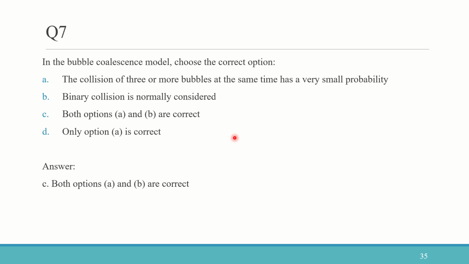So in the bubble coalescence model, the correct option is that collision of three or more bubbles at the same time has a very small probability, and binary collision is normally considered. Binary meaning two. So two bubbles colliding at the same instant is considered, but three or more bubbles colliding at the same time has a very small probability, so that is not normally considered. So we are only considering binary collisions, that is two bubbles colliding. So both options are right, so option C is the right answer. So question 7 we have seen. Now let us go to question 8.